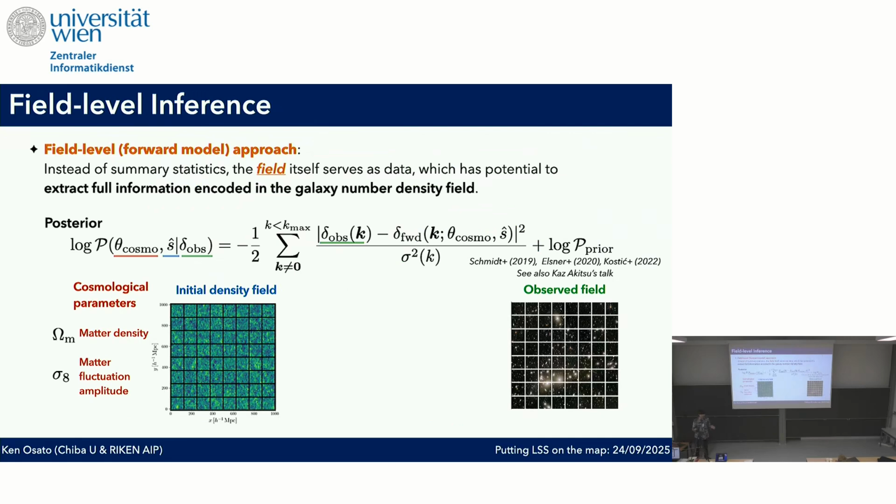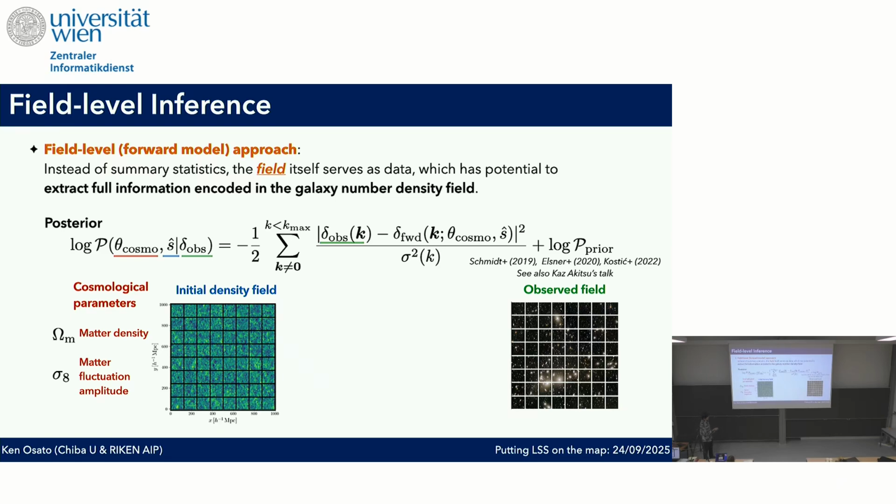Probably we have already heard about field level inference several times. This is the definition, or setting, of field level inference. Instead of relying on summary statistics like two-point statistics, the bispectrum or the power spectrum, the log posterior is given the observed number density field, for example the observed 3D distribution of galaxies. We want to constrain the cosmological parameters like omega matter or sigma 8, and also the initial density field, denoted by the field s. And we just take the difference. Here I'm showing the Fourier space likelihood.